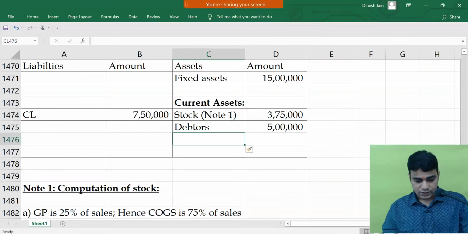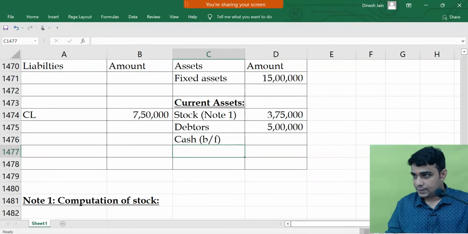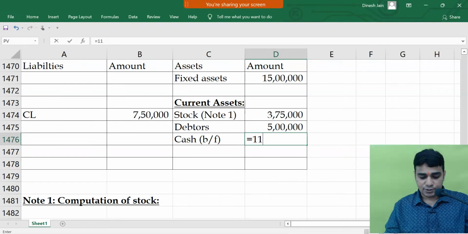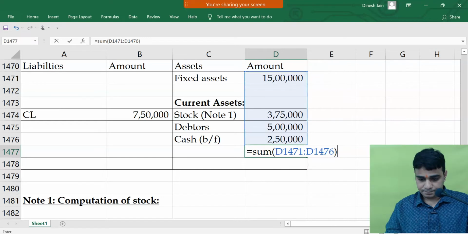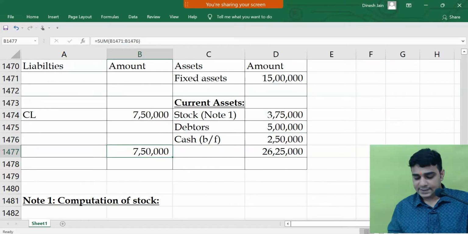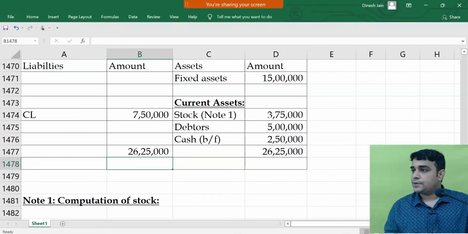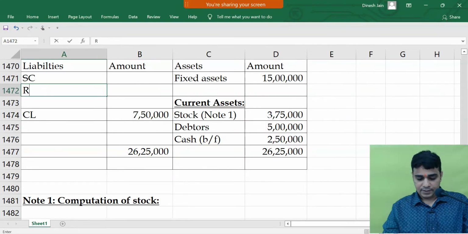I also closed this cash balancing figure. This is a balancing figure of the current asset. Current asset total was 11 lakh 25. In that, 5 lakh is eliminated, 3 lakh 75 is eliminated. Assumption I don't have anything else. So I put a total here. This side should also be 26 lakh 25,000, which is share capital, reserves and surplus, and fixed capital.